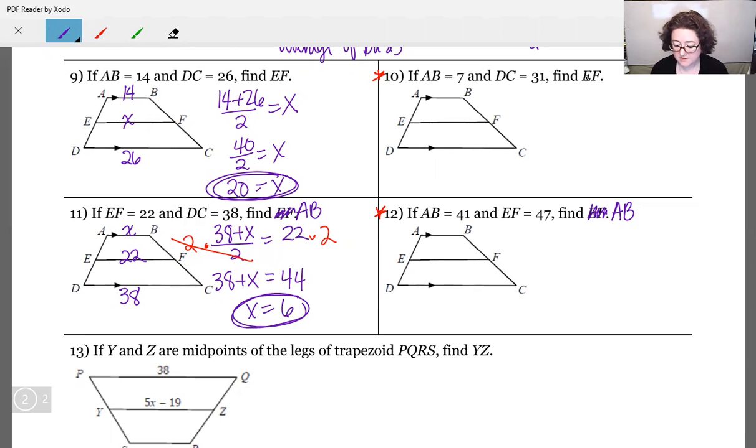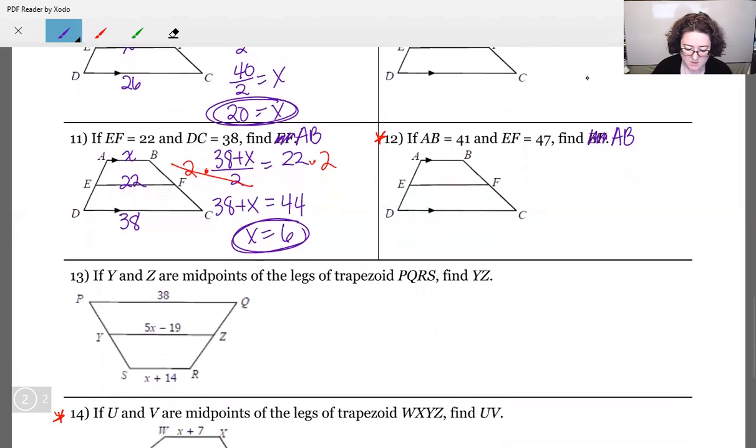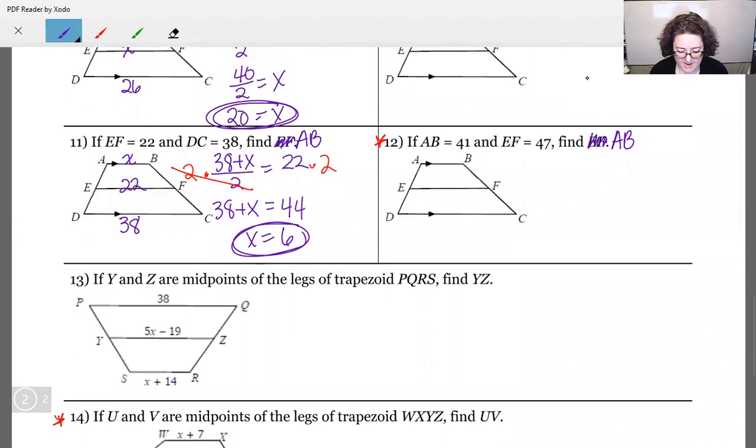Alrighty, let's try 13. So 13 is a little bit more involved here. You'll notice it has some variables in a couple places. We're still going to set it up exactly the same way though. We're told Y and Z are midpoints. So that means I know I have a mid-segment and I can use the same formula.